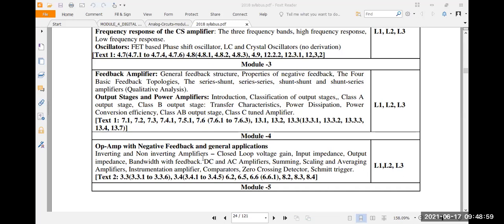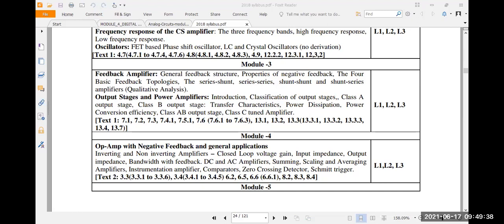In the syllabus, in the fourth module, what are the contents? Inverting and non-inverting amplifiers. Remember this one. They can ask any kind of amplifier for the closed loop voltage gain, input impedance, output impedance, and bandwidth with feedback. There are two amplifiers, inverting and non-inverting. Based on these two amplifiers, they can ask any kind of questions on these topics. Understood? These are the 6 marks questions.